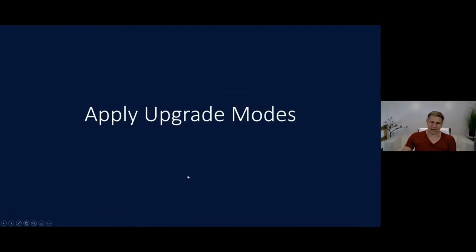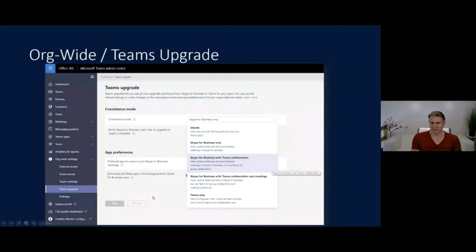So how do we apply these upgrade modes? There are two ways to configure it, because one side is the org-wide settings, which means everyone gets the upgrade mode, unless a specific user has a specific setting, right? So Teams upgrade mode by default is island mode. At my customers, I immediately change that because I don't want any new users to get into island mode and get lost, right? So I do want to configure this. For example, it's Skype for Business with Teams collaboration.